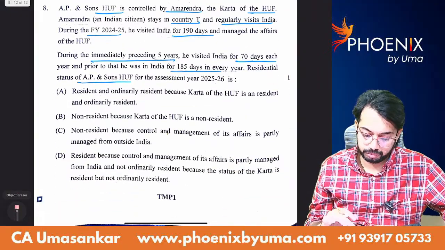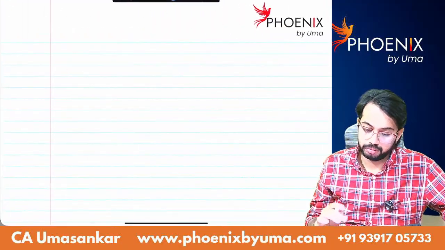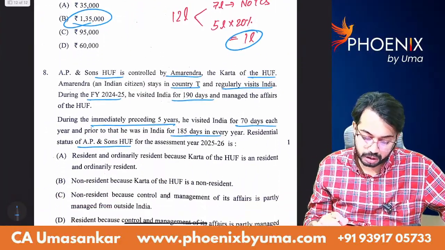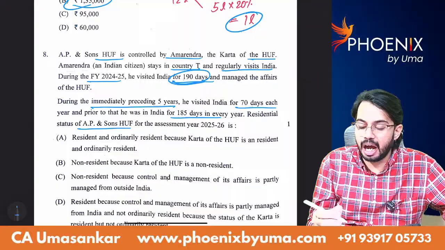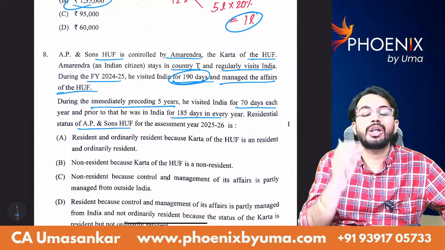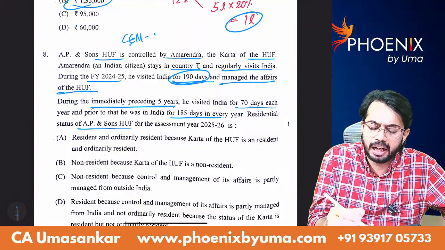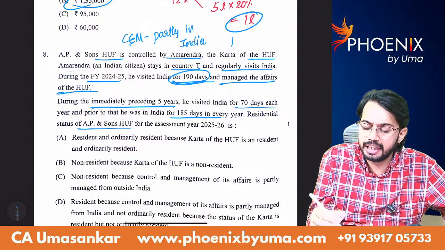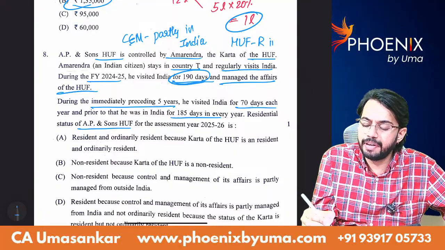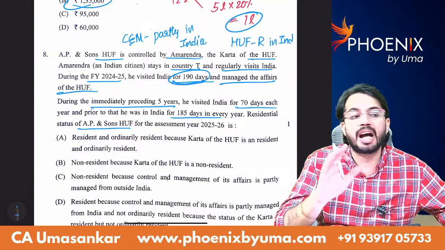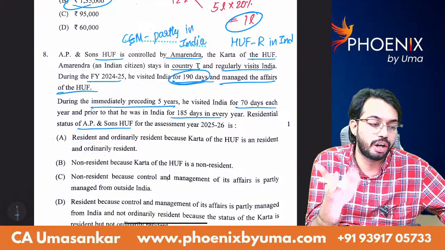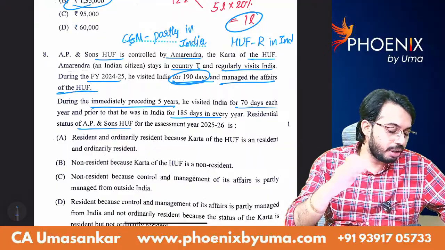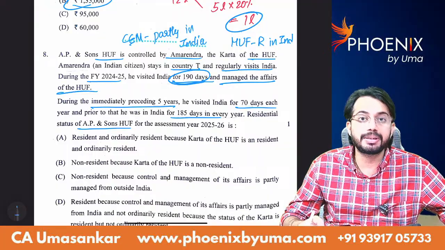Now, hold on. See, when he came to India, he managed affairs in India. So, control and management affairs are partly in India. If control and management affairs are partly in India, HUF becomes resident in India. So, HUF is resident in India. We need to check whether Karta satisfies additional conditions or not. If Karta satisfies additional conditions, HUF becomes ROR. If Karta does not satisfy additional conditions, HUF becomes RNOR.